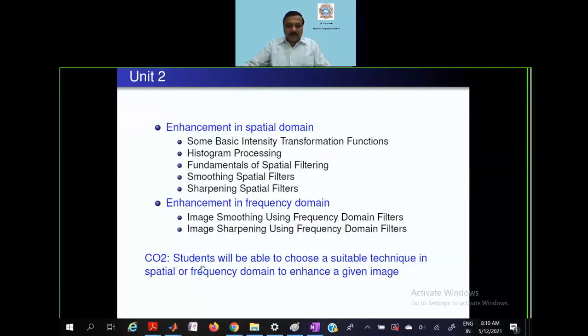Okay. So at the end of this particular module or unit, you should be in a position to choose a suitable technique in the spatial or frequency domain to enhance a given image. That means you must pick what is suitable for your requirement. Seeing the image, you should decide whether I should use a high pass filter or a low pass filter, whether I should use some histogram processing or some intensity transformation technique. That means you should be in a position to pick a given technique to perform enhancement.